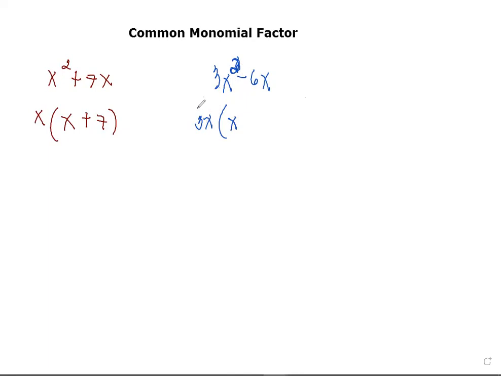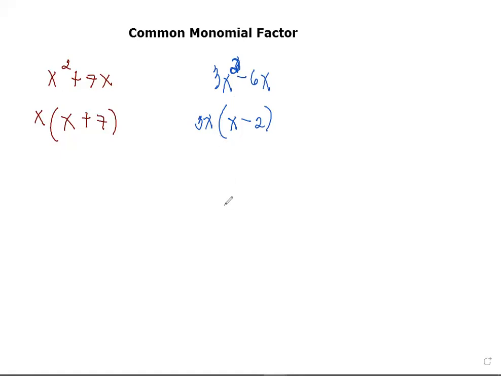In dividing exponents, you are really subtracting the exponents. Okay, so negative 6x divided by 3x, the answer is negative 2. x divided by x is 1, so we don't need to write 1 here, because 2 times 1 is already 2. So the factor of 3x squared minus 6x is 3x times the quantity x minus 2.